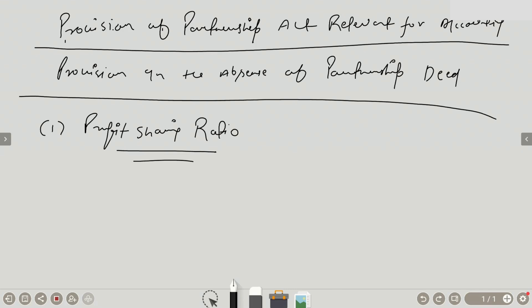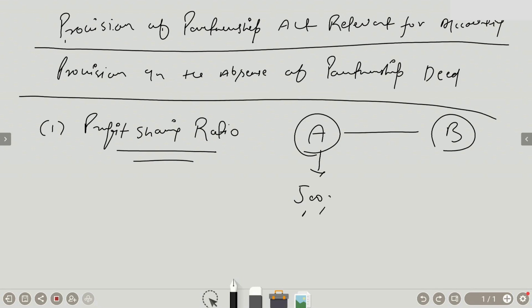And one of the important things included in this provision is irrespective of their capital contributed in the firm. Suppose there are two partners named as A and B. A had contributed 5 lakh rupees into the firm and B only contributed 2 lakh rupees in the firm. So the total capital of this firm is 7 lakh.